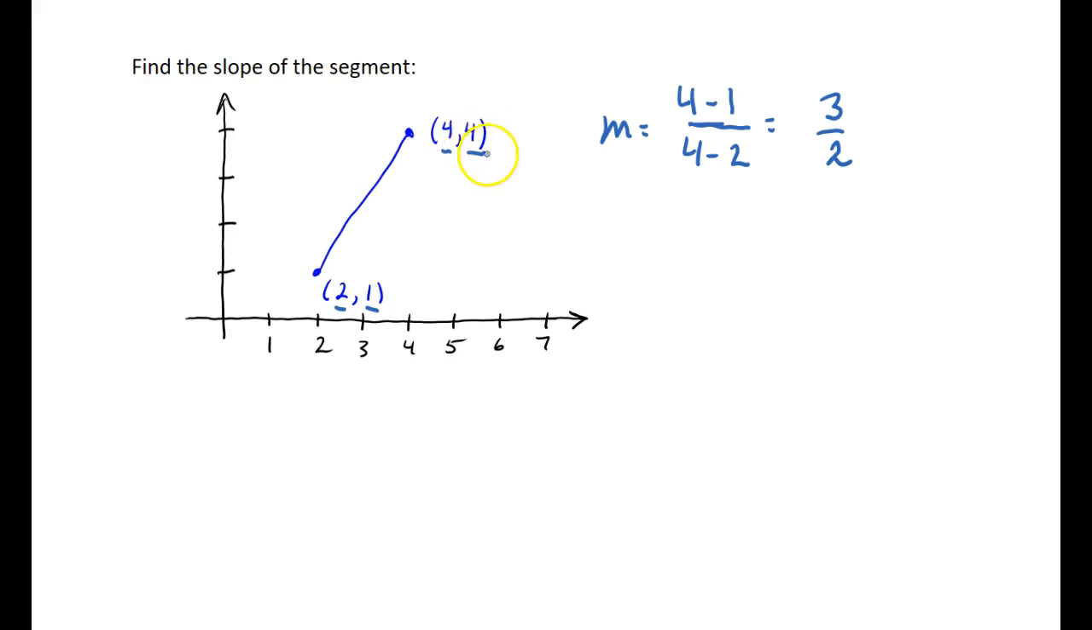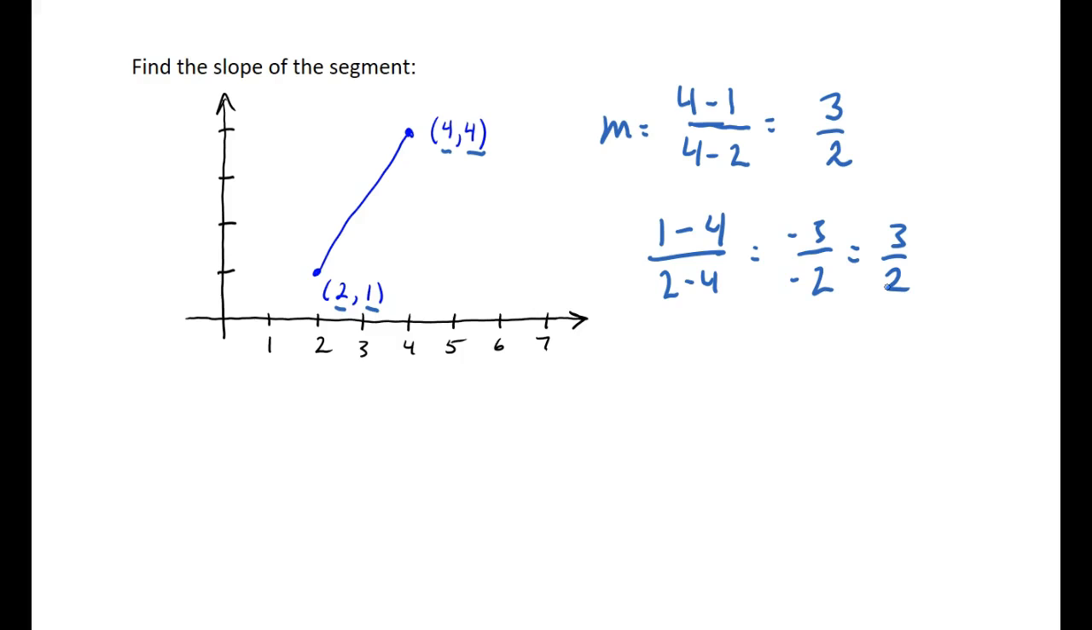Now what if I decided to make this point x1, y1 and this point x2, y2? Well, let's see what happens. That would be 1 minus 4, because we're going this minus this, over 2 minus 4. And that gives me negative 3 over negative 2, which works out to 3/2 again. So it doesn't matter which point you pick to be x1, y1, and which point to pick for x2, y2.